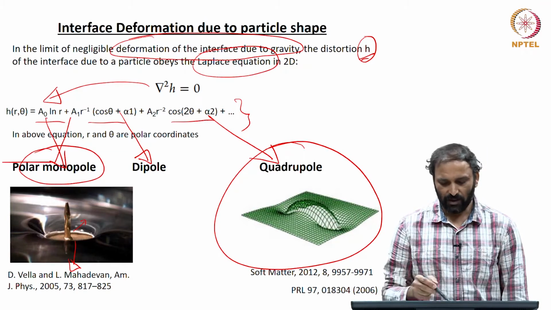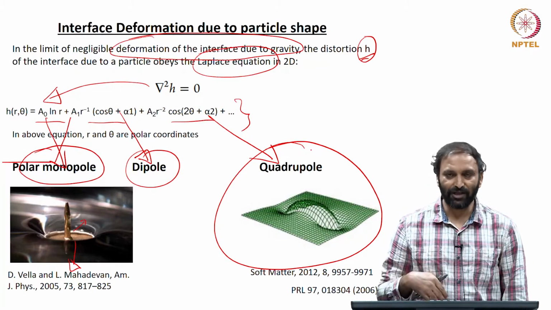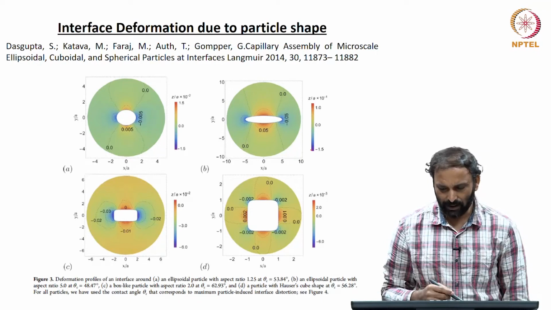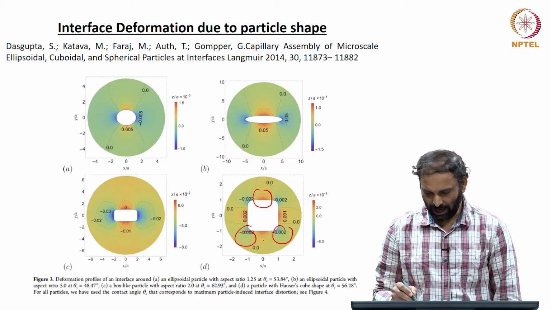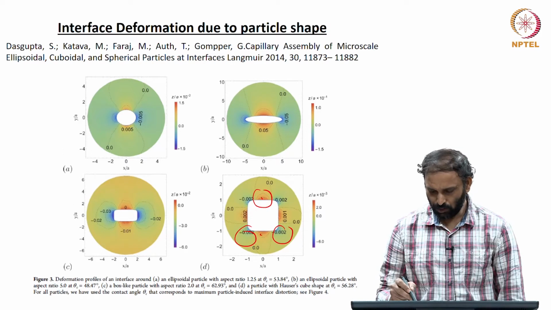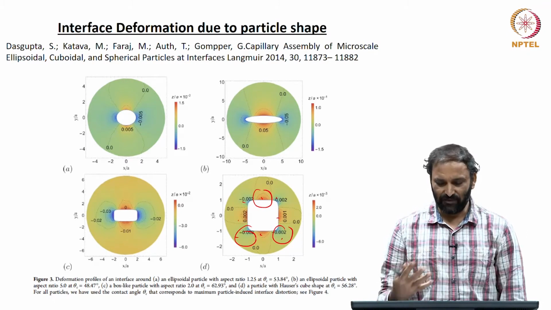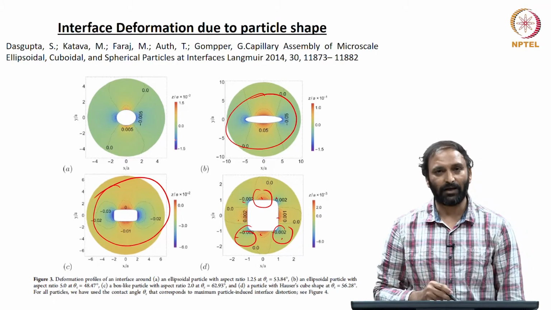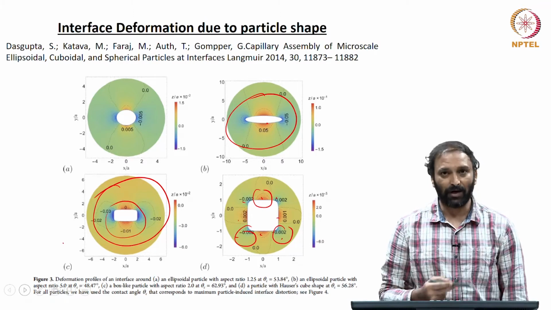depression. However, in the case of dipole and higher order poles, you will have both elevation and depression around isolated particles. And these are examples where higher order poles have been observed. This is a case where there is an octopolar deformation, that is you have 8 regions, 1, 2, 3, 4, 5, 6, 7, 8, where interface elevation and depression occur around a particle. This is an example of again a quadrupolar deformation that occurs when you have elliptical and two-dimensional rod-like particles.